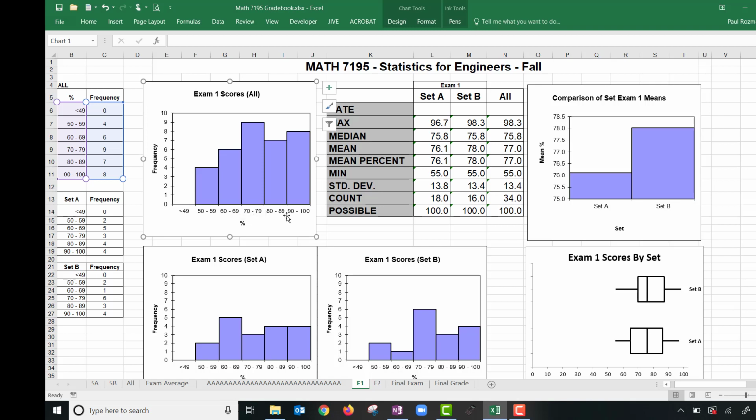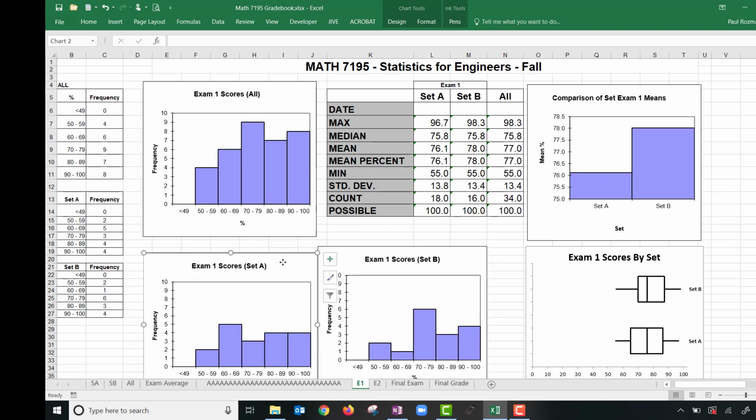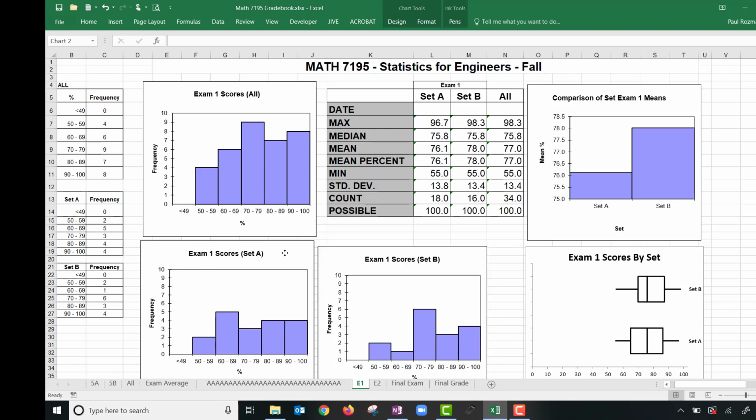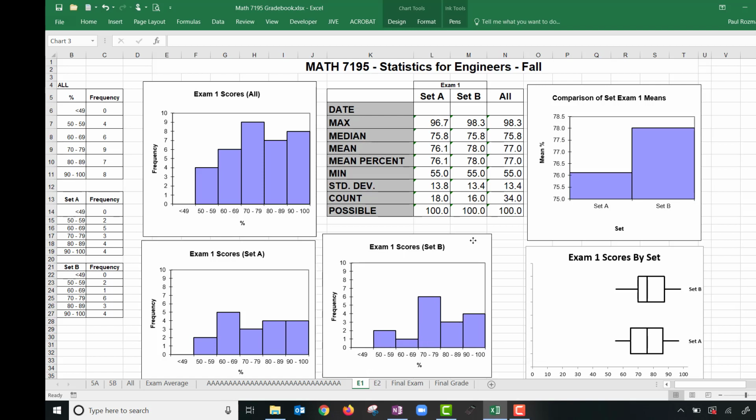You can see that when I grouped the data together, the histogram for the whole group was pretty similar in shape to either set. When you have small data sets, like in this case, class sizes were only 18 and 16, it's hard to get a good idea of what the population is going to look like based on just, say, even one set.